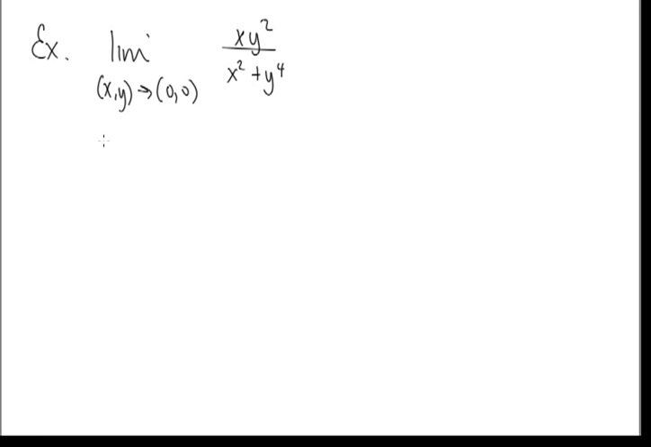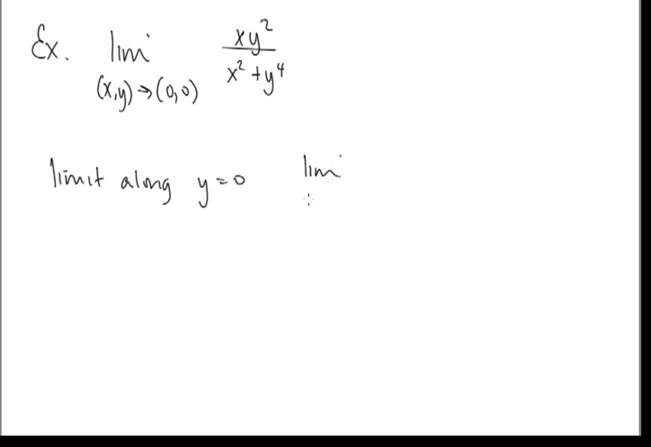Now let's take a look at another example. Limit as (x, y) goes to (0, 0) of xy squared over x squared plus y to the 4th. So again, we're trying to see if this limit exists, and if it does, we want to find it. To explore whether or not this limit exists, we want to find some limits along some easy curves. So we want to take a look at when y is equal to 0, when x is equal to 0, maybe y equals x, and perhaps some others to see if we can find two curves for which the limits are different. So let's start with the limit along y equals 0.